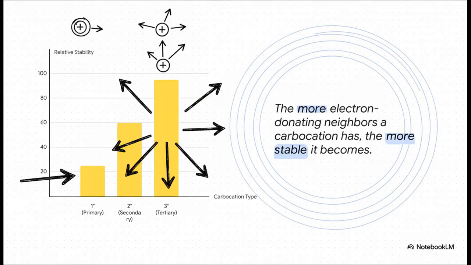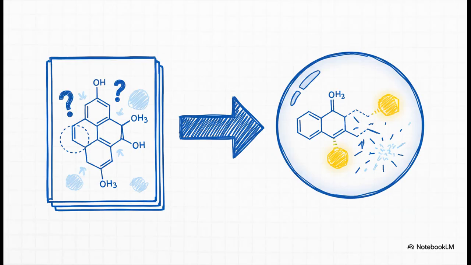And you can see that exact principle right here on this chart. A primary carbocation is only attached to one other carbon group, so it gets barely any help. It's pretty unstable. A secondary one has two neighbors helping out, so it's better. But look at the tertiary carbocation. It's the king of stability because it has three helpful neighbors all donating a bit of electron density to stabilize that positive charge.